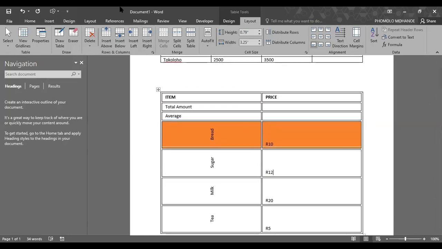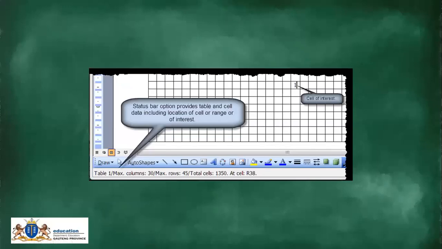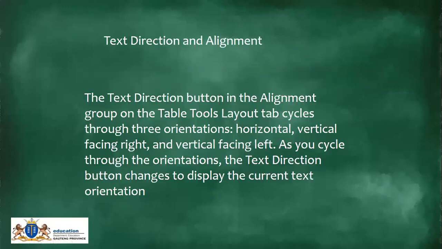Okay, I'm going back to the original slide again as we have seen how to align the text and change the direction of that. So as you have seen, let's go to the text direction alignment. The text direction button in the alignment group of the table layout tab cycles through the three orientations: horizontal, vertical facing right, and vertical, that we have seen. As you cycle through the orientations, the text direction button changes to display the current text orientation, like left, vertical, up, that we have seen, guys.